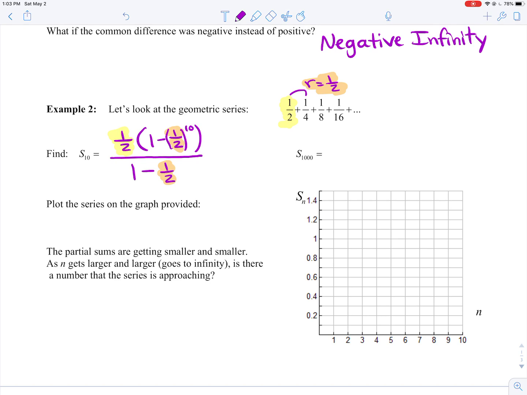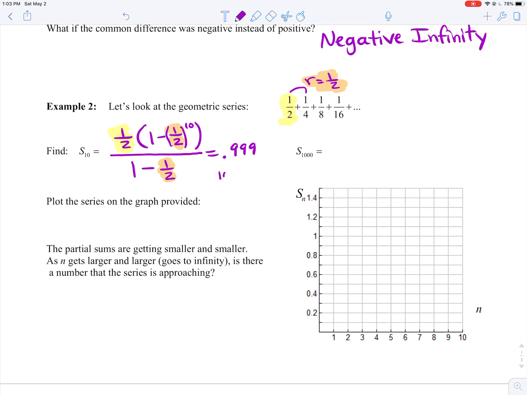If we do that math out, we're going to get 0.9999999. The actual fraction is 1023 over 1024, but it's about 0.999999999.